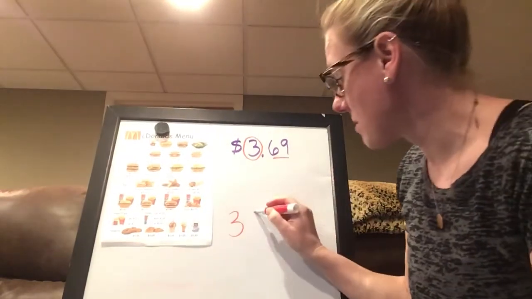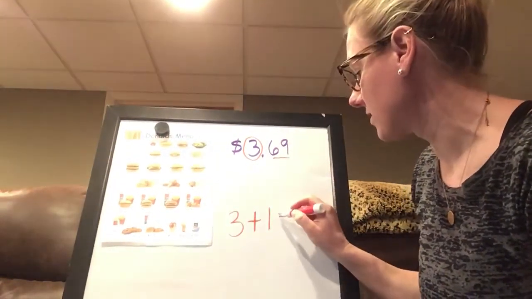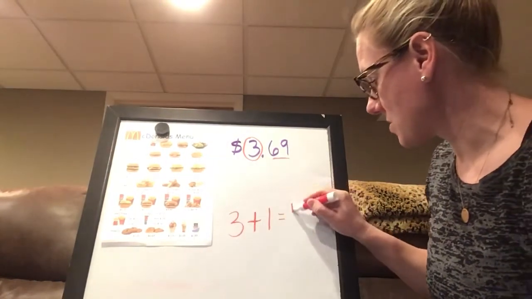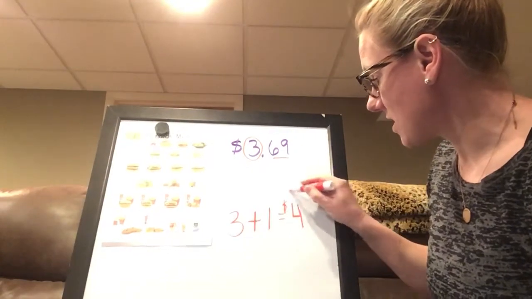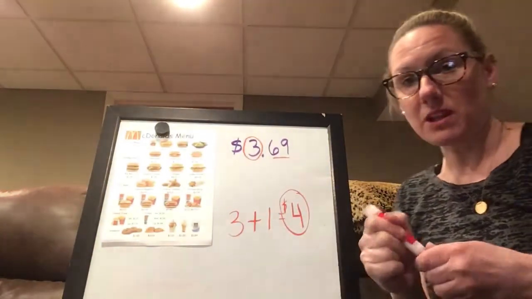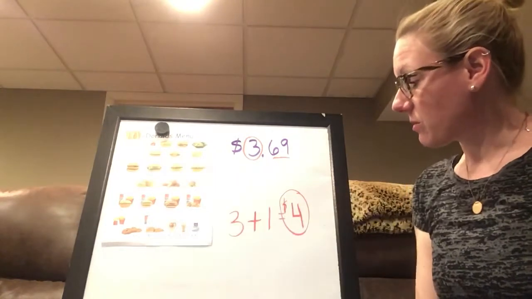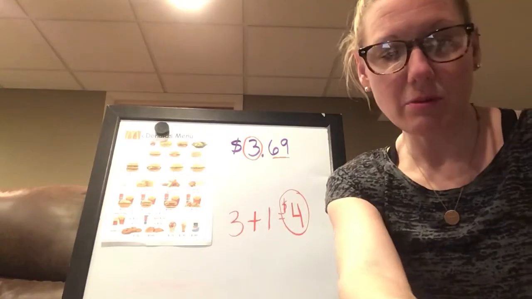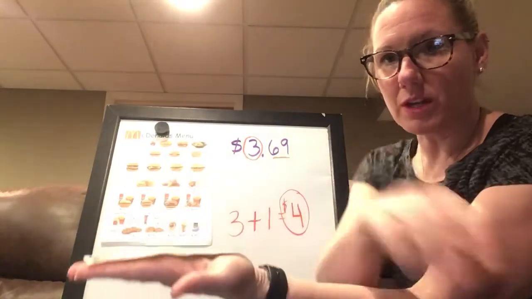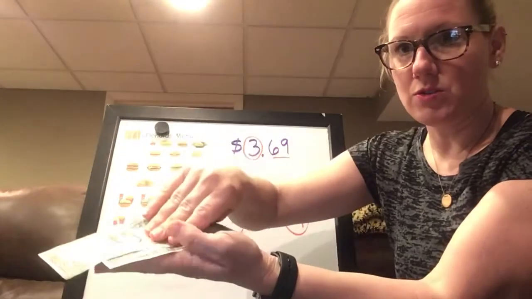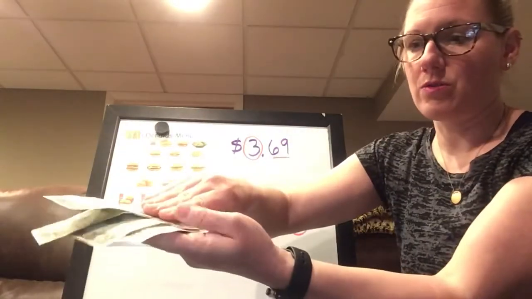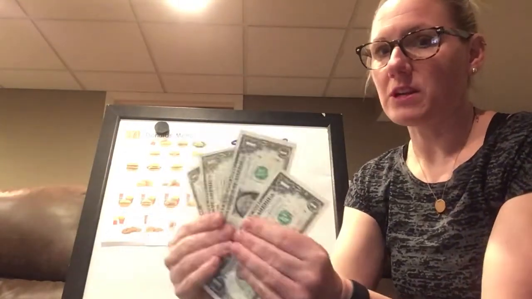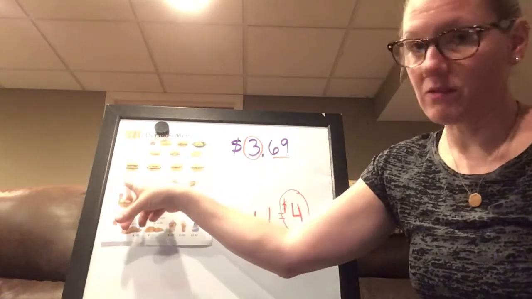So 3 plus one more dollar. And I know 3 plus 1 equals 4. So I would need to count out $4 to make the purchase of this Big Mac. That would assure I had enough money for the dollar amount and the change. So I would take my money and I would count out 1, 2, 3, 4. $4 would be enough money to cover the cost of a Big Mac.